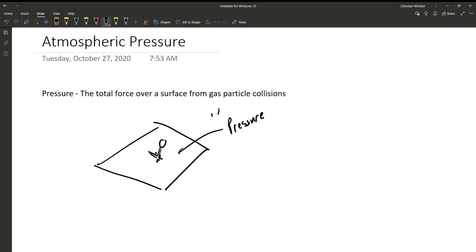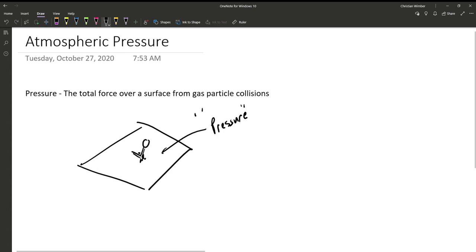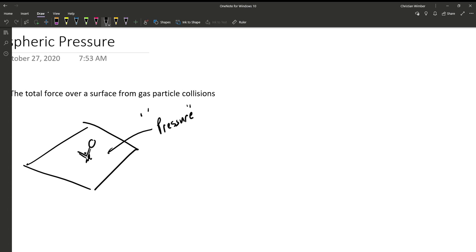Now, that's not what we experience it as. We experience it as some sort of push or even a pull in some instances. But that's the way we're going to imagine it, that all these particles are just colliding with the surface, and that all those little collisions end up pushing on that surface.